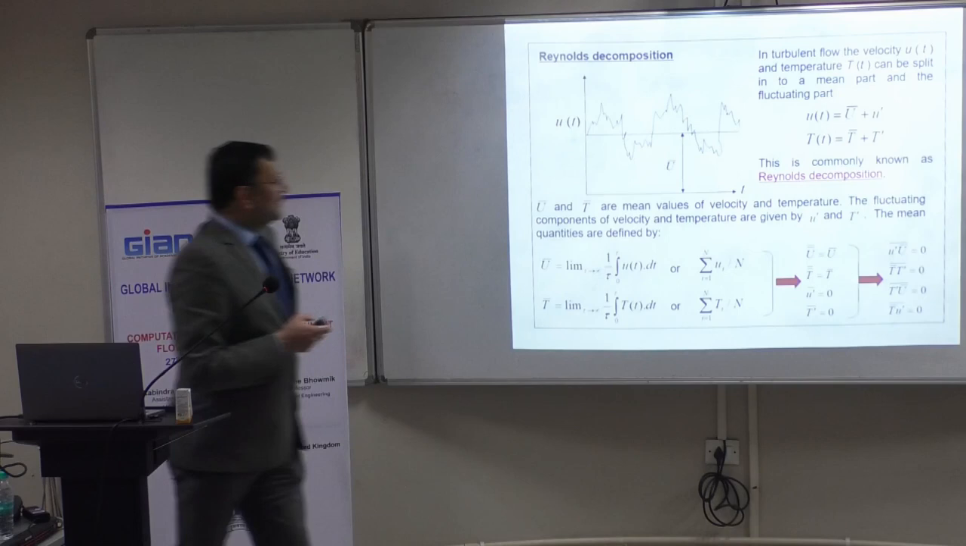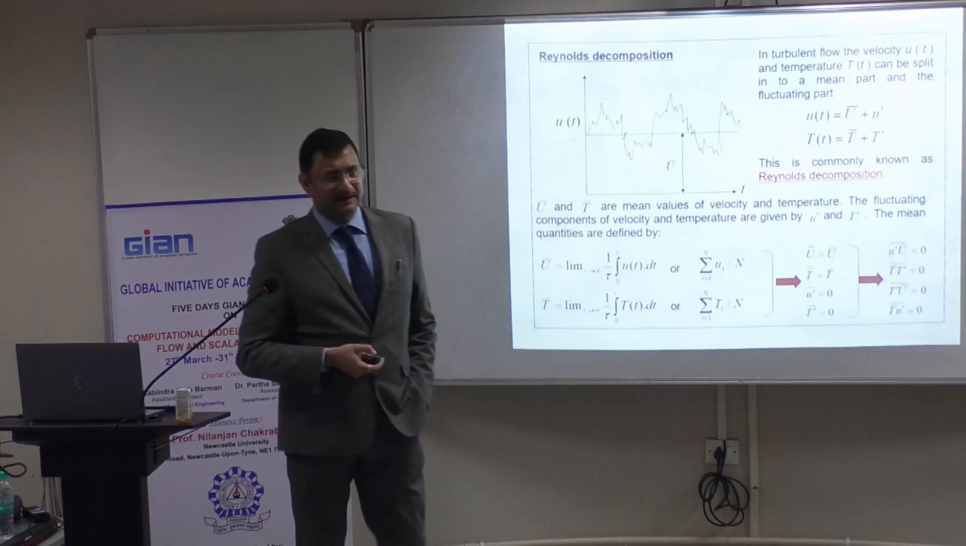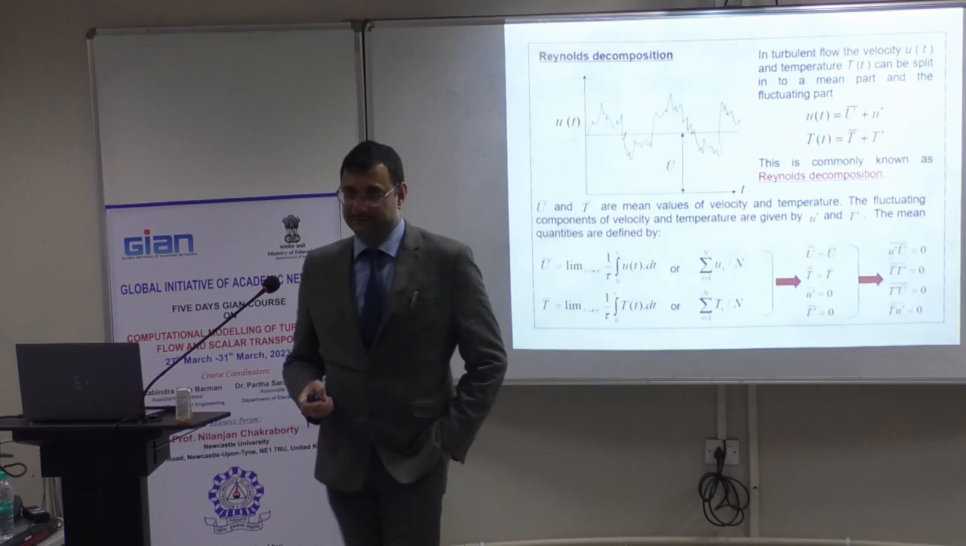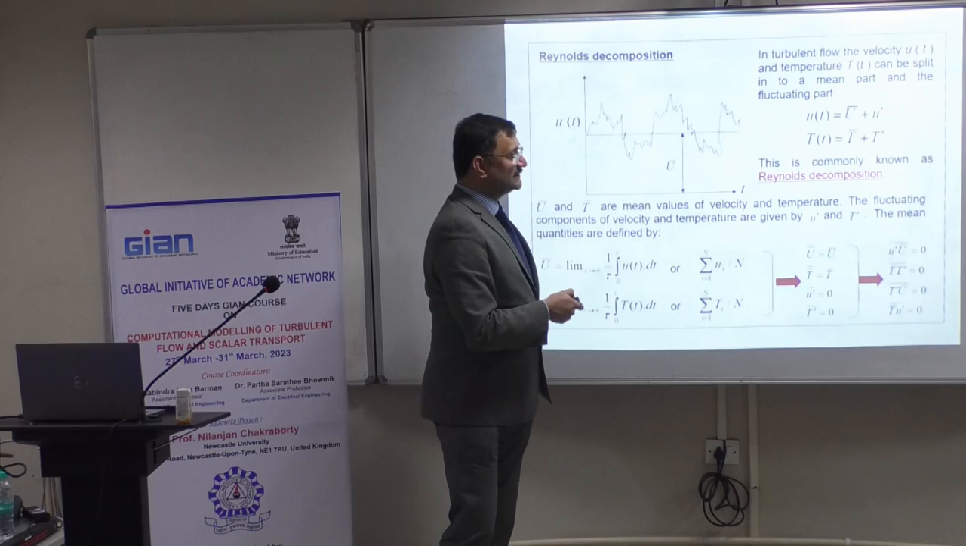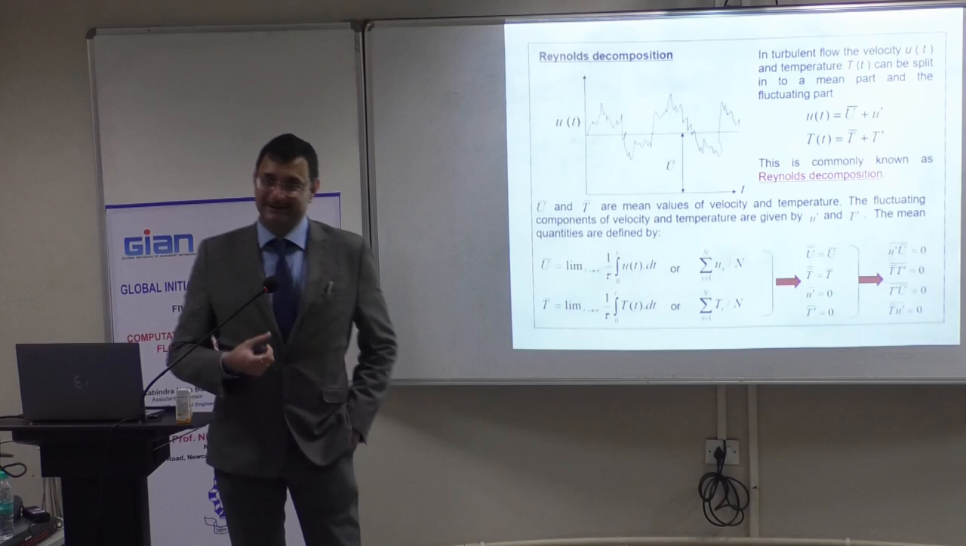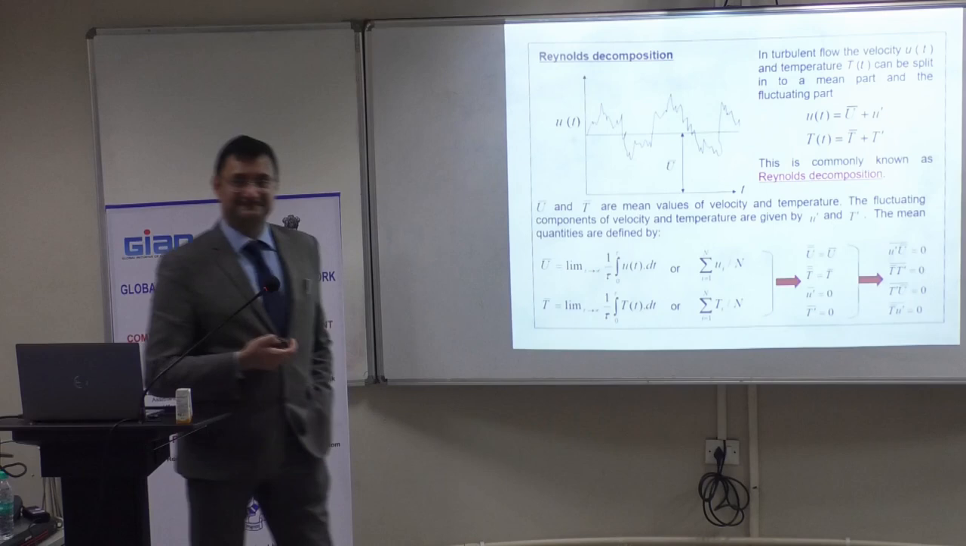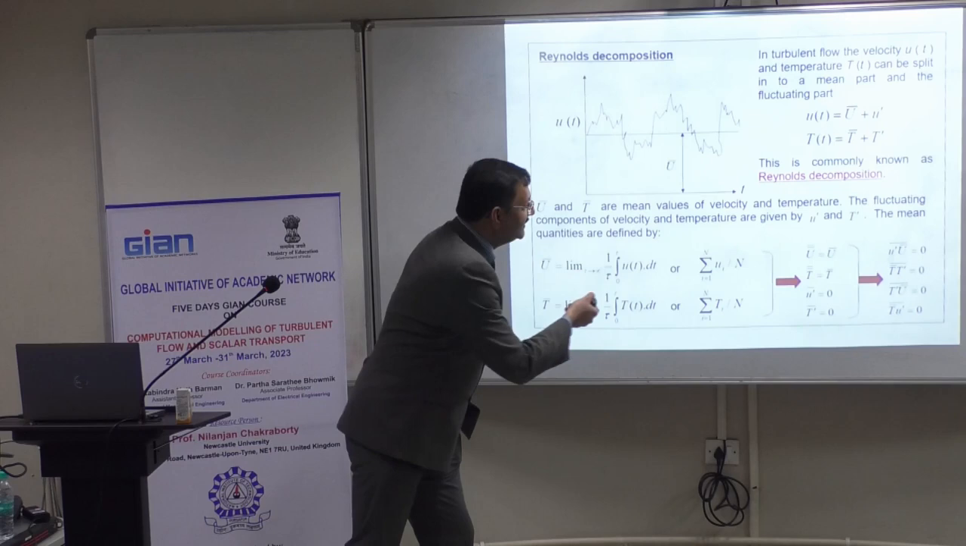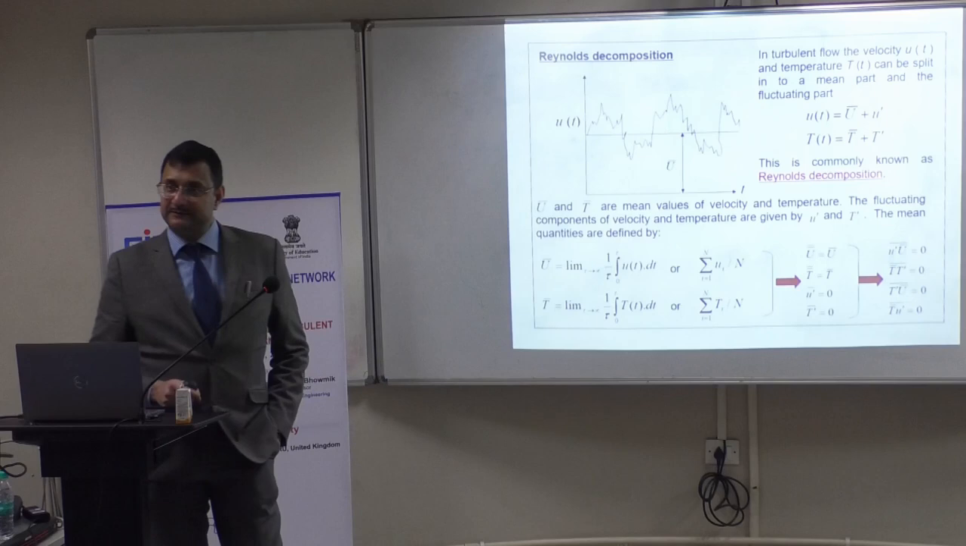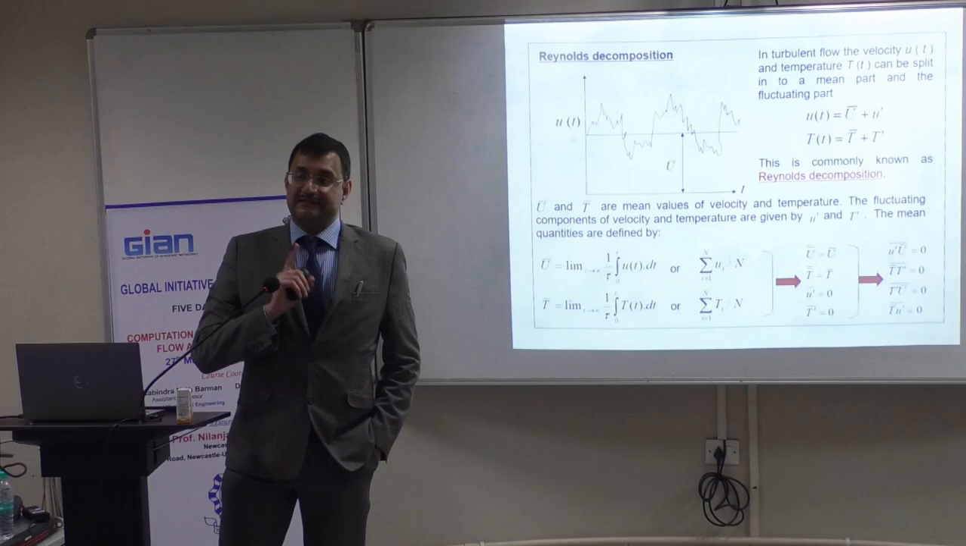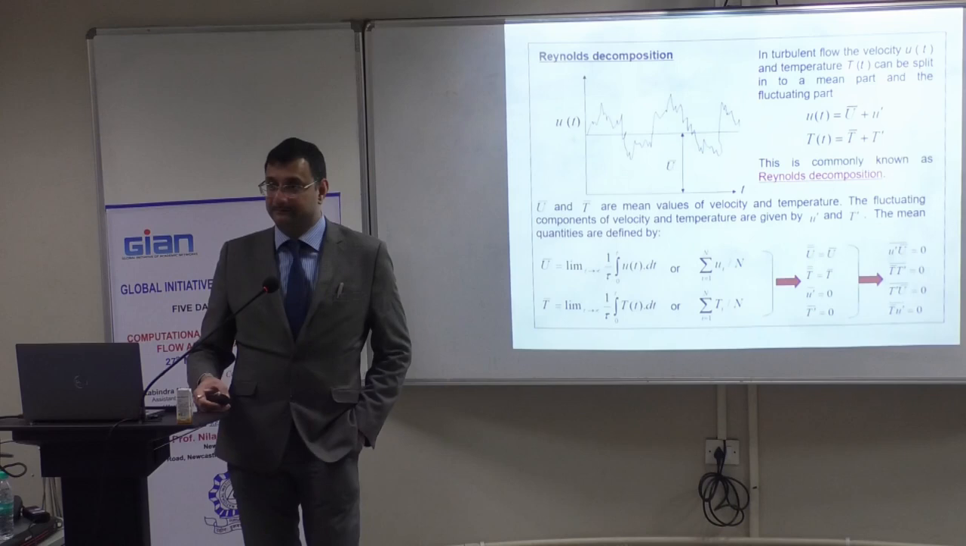Okay. What really happens then? For any quantity, I can break it down into a mean part and a fluctuating part. Okay? And very often, this decomposition is known as Reynolds decomposition after Osborne Reynolds, who first used it. And Osborne Reynolds is the person after whom we call the Reynolds number. Now, what it means in terms of the mean, it can be like this. It's a time averaging process, but it is only valid if your flow is statistically stationary. That means your mean is not changing with respect to time. Okay?